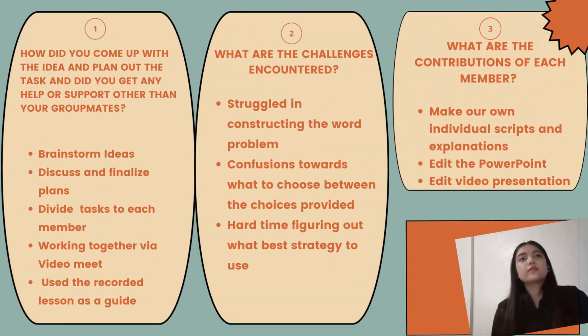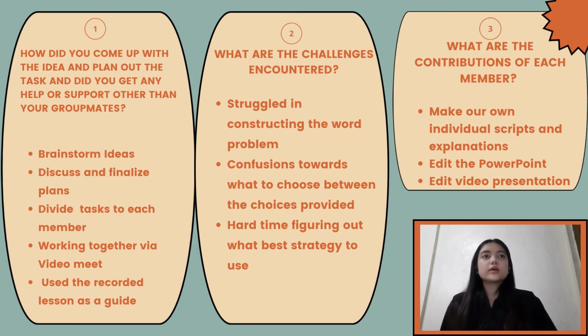Lastly, for the final part of this performance task number 3, we answer the questions: how did you come up with the idea and plan out the task? And did you get any help or support other than your groupmates? We came up with the idea by basing on the examples provided in the recorded lessons. Then we started brainstorming, discussing, and finalizing our plans, then dividing the task to each member, and finally working together via video meet to answer this PeTa number 3. As for help or support, as we mentioned, we only used the recorded lessons as a guide to make our own math-related problem.